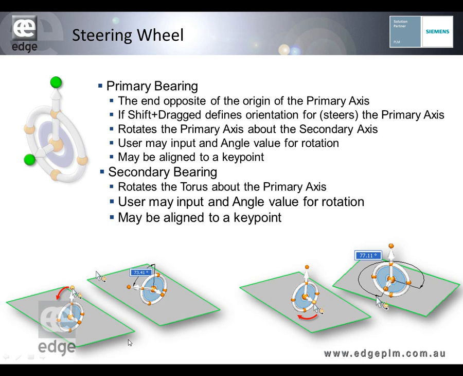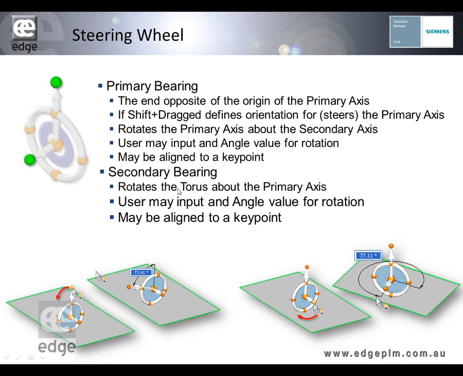So we can set up where this primary axis is pointing. We shift and drag to do that. The user may input an angle. You'll notice that a numeric box comes up. We can type that in, or we can orient it to, if we wanted to, a key point. So we could point that to a key point. I will do this a little bit later and you'll see that working.